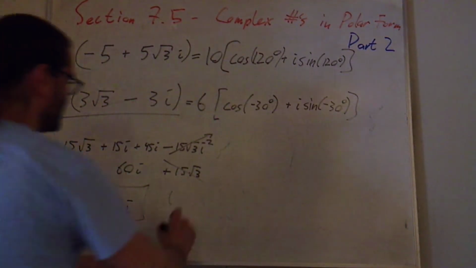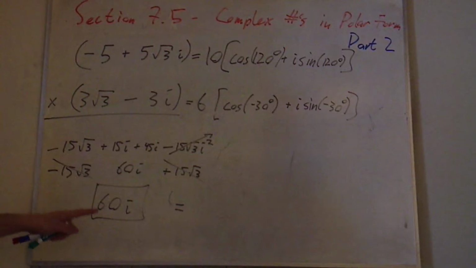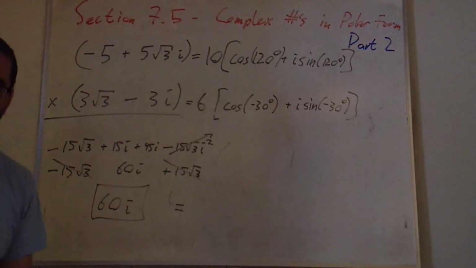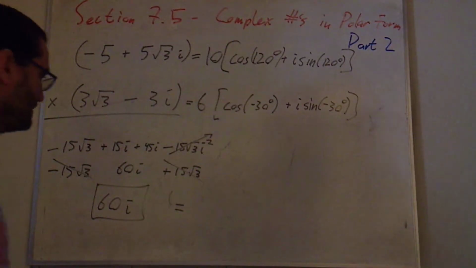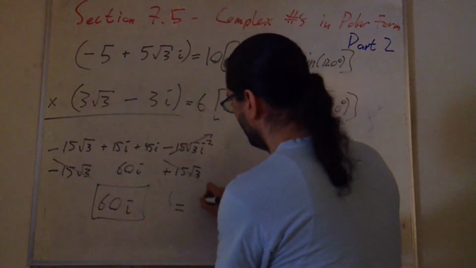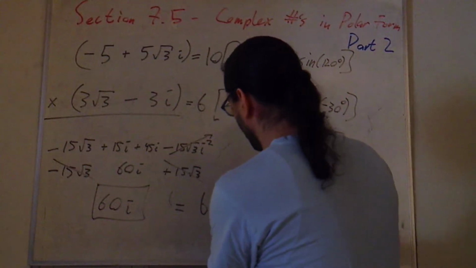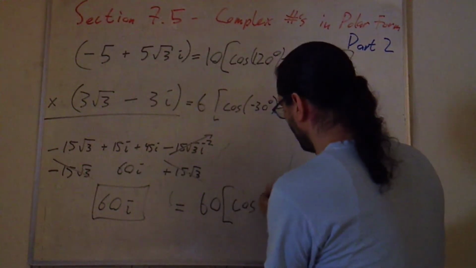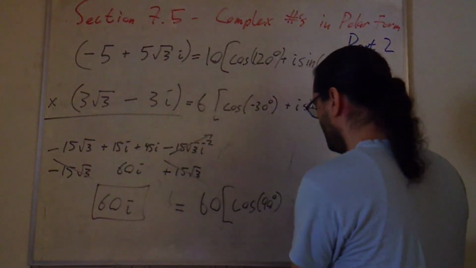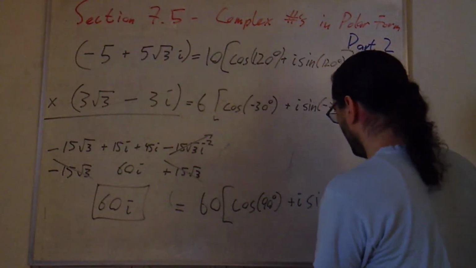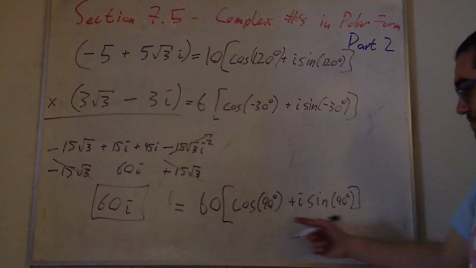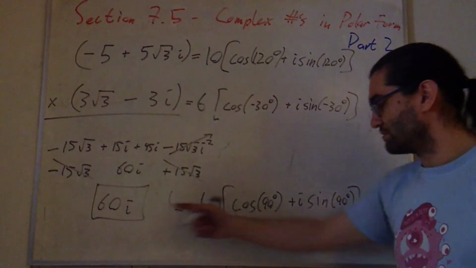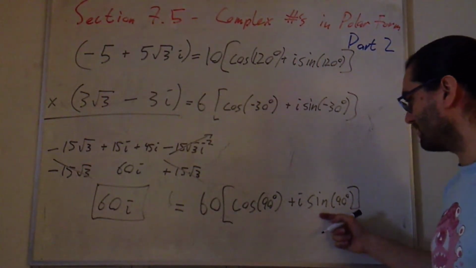If we write 60i in polar form, 60i is just straight up and down. So I kind of already know that the radius should be 60 and the angle should be 90 degrees. So I'm just going to actually write that. This is 60 times the cosine of 90 degrees is 0. The sine of 90 degrees is 1. So this is giving me my 60. 0 is the real part, 60 is the imaginary part. This is it.